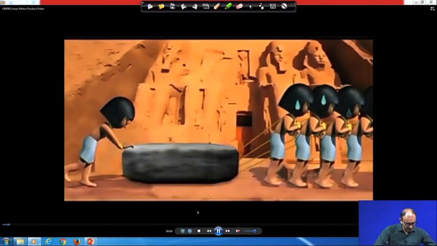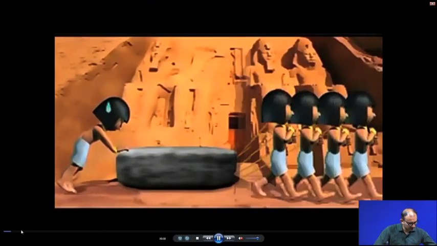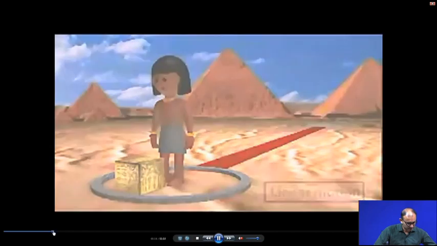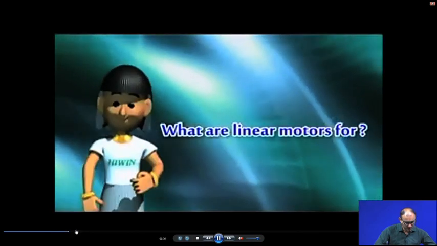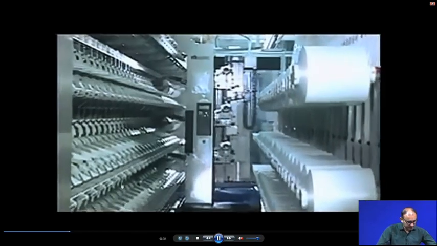This is what we saw in the last class, that we always need something frictionless. So, let us directly jump to the linear motor. So, what is the linear motor?